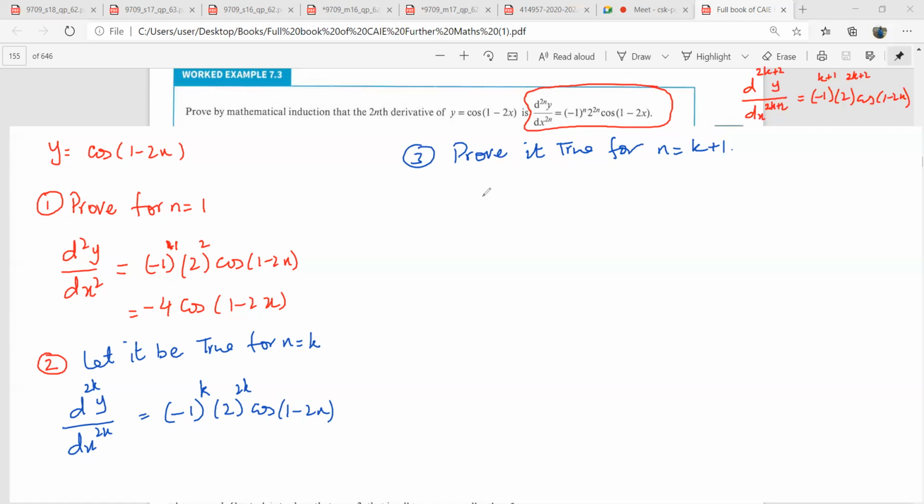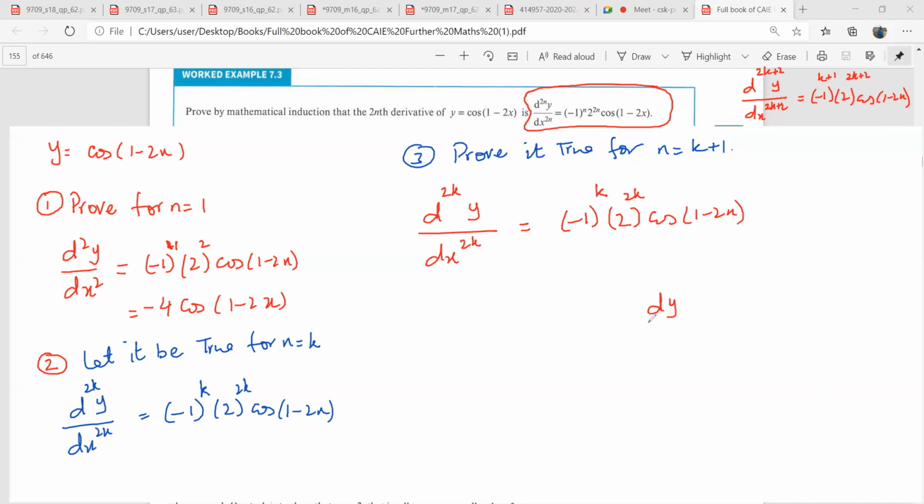So we have already got with us d^2k y over dx^2k, and we'll be using this fact. That is equal to minus 1 raised to power k, 2 raised to power 2k, and there is cos(1 minus 2x). Okay, guys, be very careful now.